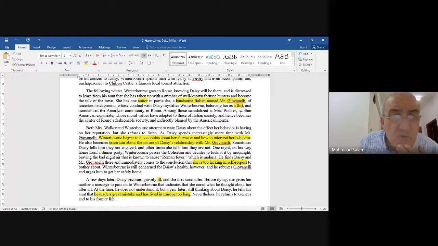And again, people said that she scandalized the American community in Europe. Among those scandalized is Mrs. Walker, another American expatriate whose moral values have adapted to those of Italian society. We have more examples to look down on her. Again, there is a very funny, really crazy class clash here between this other American woman called Mrs. Walker, who thinks that she's above society and who feels that Daisy gave Americans a bad name in Europe.